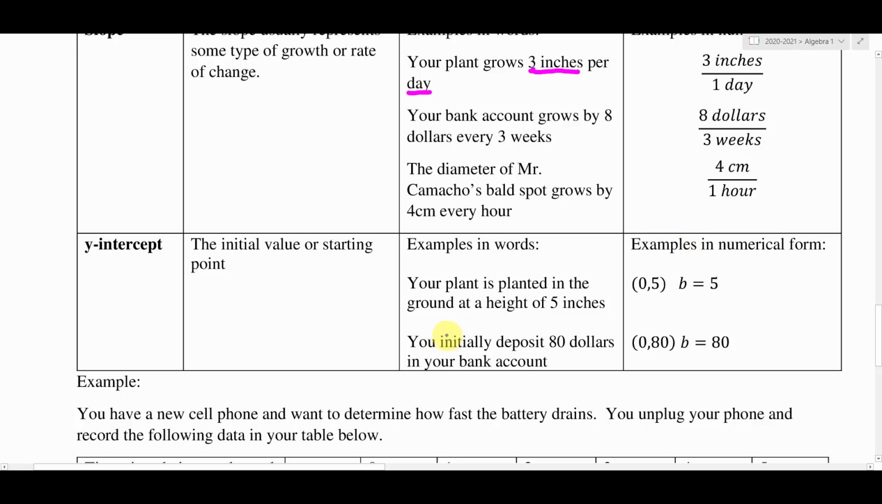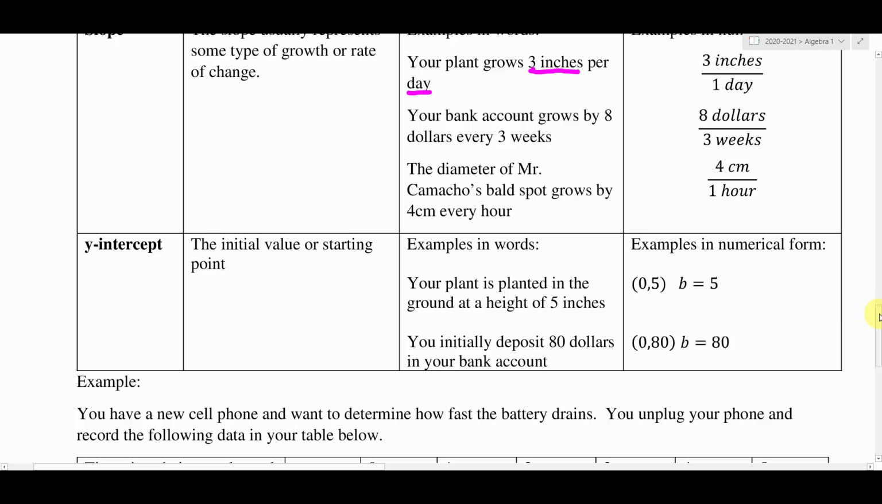All right. The bank account problem, you initially deposit $80 and then it starts growing. Okay, so initially it's 80, right? So that means on day 0 or week 0, when you deposit your money, you had 80 bucks, right? Which means our b value is 80. All right, so that's what we're looking for in these word problems.